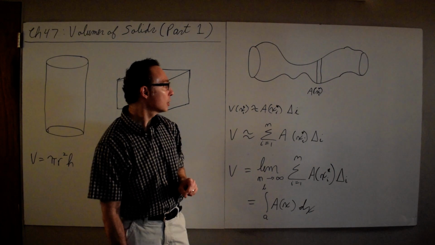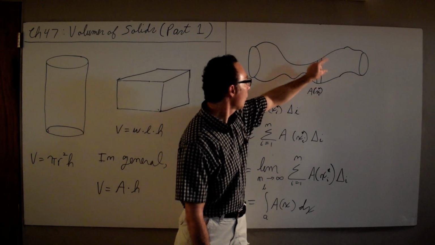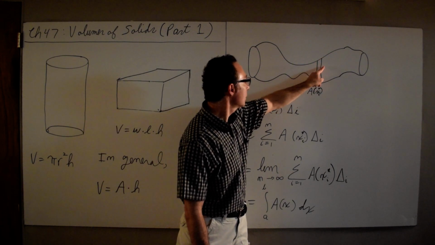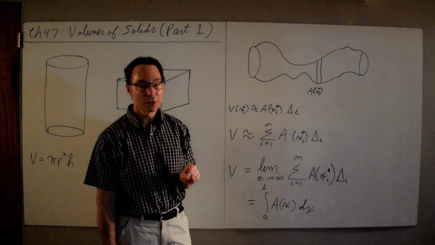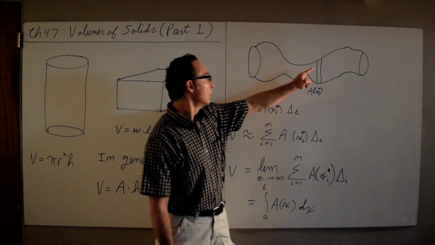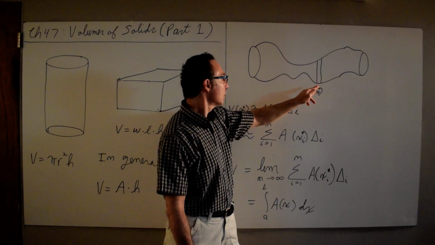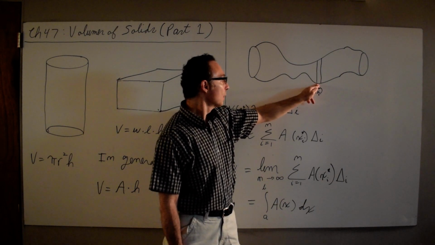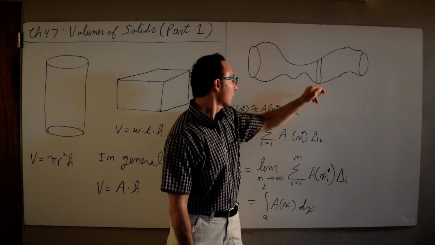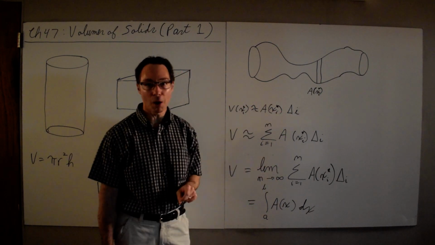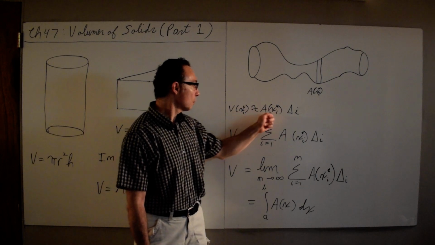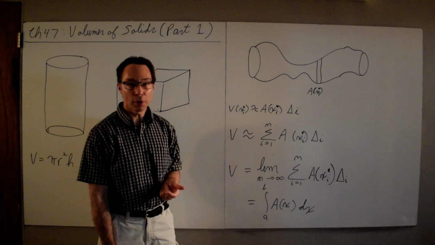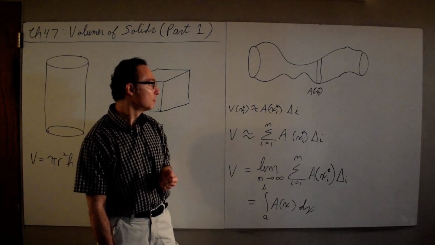Why do I say approximately? Well, this is not uniform all the way through. So this base and this base do not have the same size. However, they're close, right? So we're just going to take the A of x sub i star, and we're going to multiply by this little distance, which we call delta sub i, and we're going to say the volume is approximately that. And it looks like a pretty good approximation from the drawing.